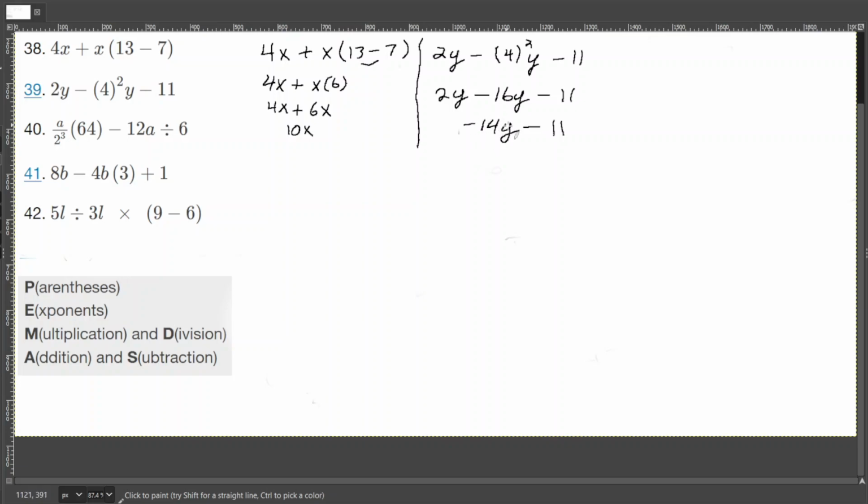We can times by negative 1 and reverse the signs, 14y plus 11. But this is good. We can't subtract this 11 right now because there's no y, okay? So this is a two-term problem, right? This is what polynomials are. They have a variable to the first degree that won't combine with a constant, okay?